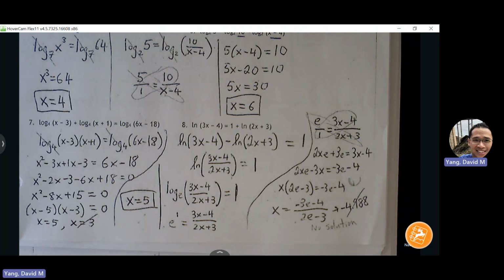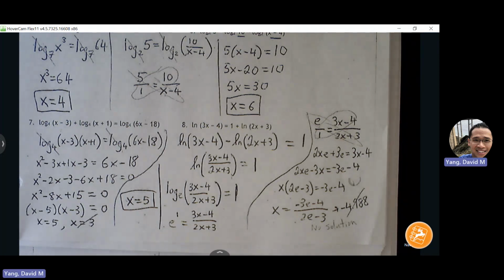Okay, so page 15, we're just going to start with number 6, and then we're just going to look for opportunities to, if there's a chance that we can use log properties, we can use it. So if we see logs on both sides, we're trying to get it into one-to-one relationship so that we can remove the logs. Okay.